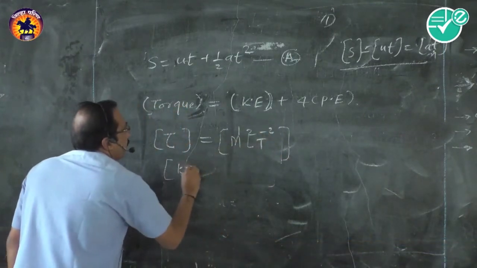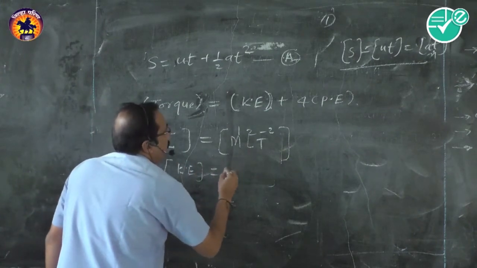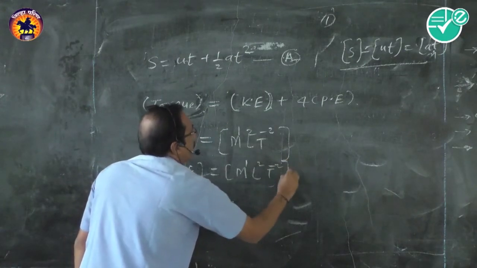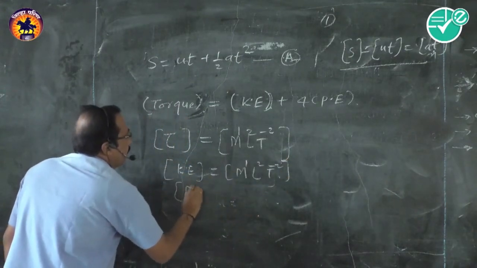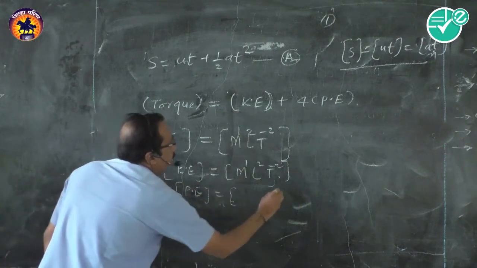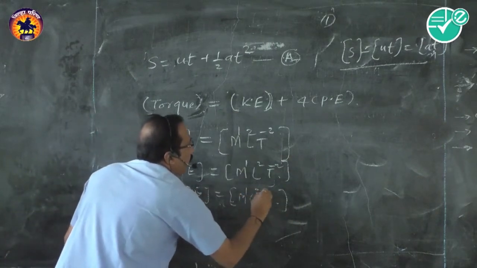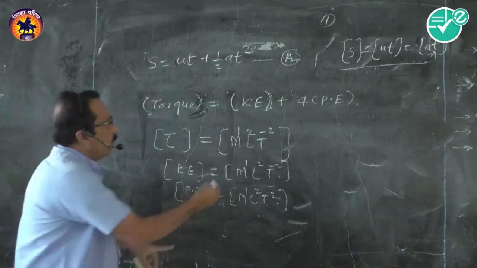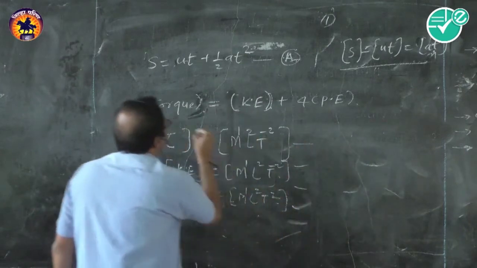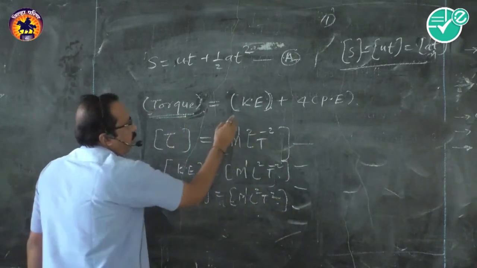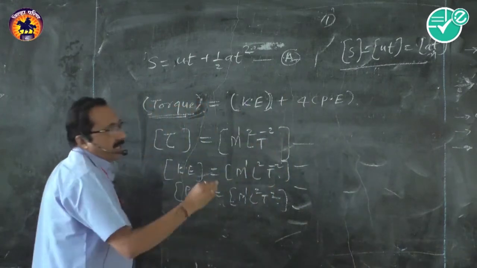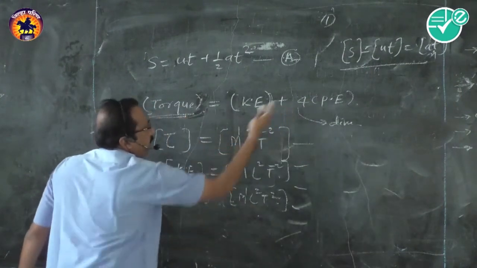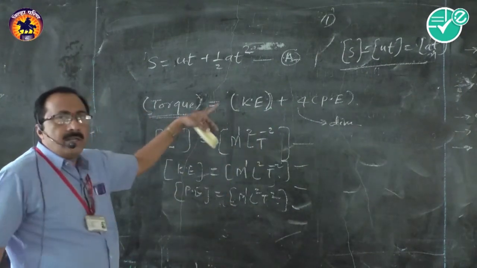Dimensions of kinetic energy, potential energy, torque and work done are all the same, isn't it? M1 L2 T minus 2. And dimensions of potential energy are also the same, M1 L2 T minus 2. This was covered yesterday, so we know these facts. Even though the dimensions of the left hand side are equal to the dimensions of each and every term in the right hand side, the 4 is dimensionless, we know. So this equation is dimensionally correct.